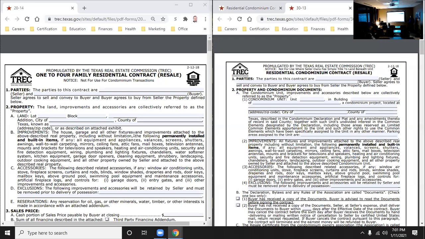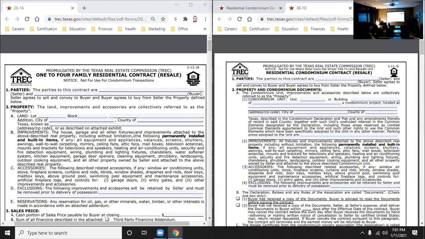Or you contact the lender. You ask the lender, what do you want me to use? Because here's the problem. This one says, not for use where seller owns fee simple title to land beneath unit. But what does this notice right here say? Not for use for condominium transactions. Mr. Stahl, you see a problem here?